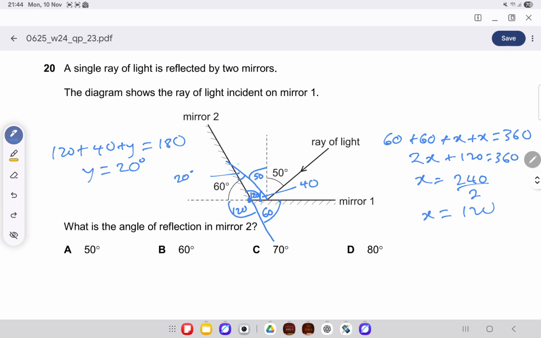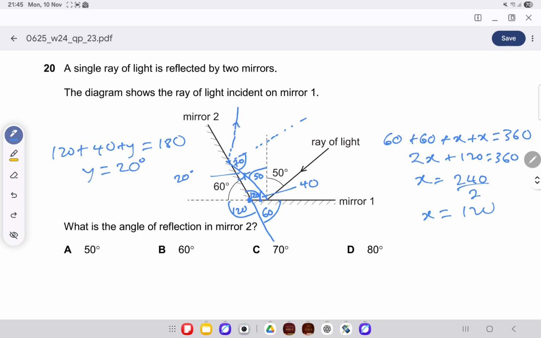But remember, the normal must always be perpendicular to the surface. So if I draw my normal line here for mirror 2, and if this side is 20, then this side is 70. Remember I mentioned that the angle of reflection is the angle between the reflected ray and the normal. In the same way, the angle of incidence is the angle between the incident ray and the normal. So for mirror 2, this line here becomes your incident ray. If I reflect this one also here, this now becomes my reflected ray.